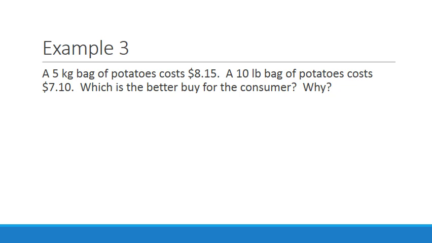Okay, so now let's progress a little bit. Hopefully now you understand how to make a unit rate. Now we'll start seeing the benefit of a unit rate. A 5 kilogram bag of potatoes costs $8.15. A 10-pound bag of potatoes costs $7.10. Which is the better buy for the consumer?